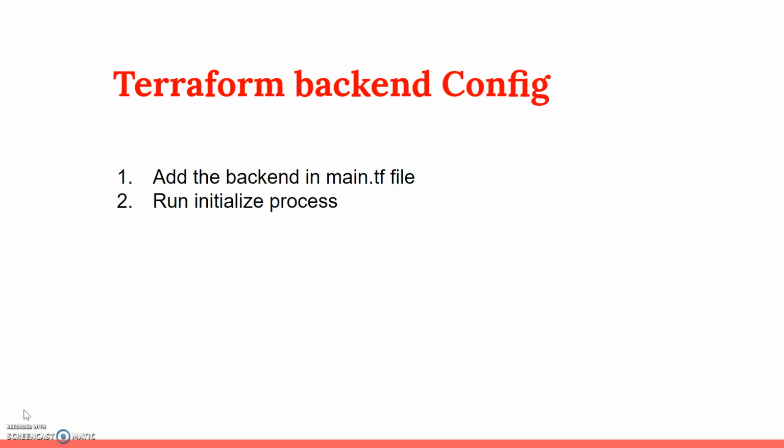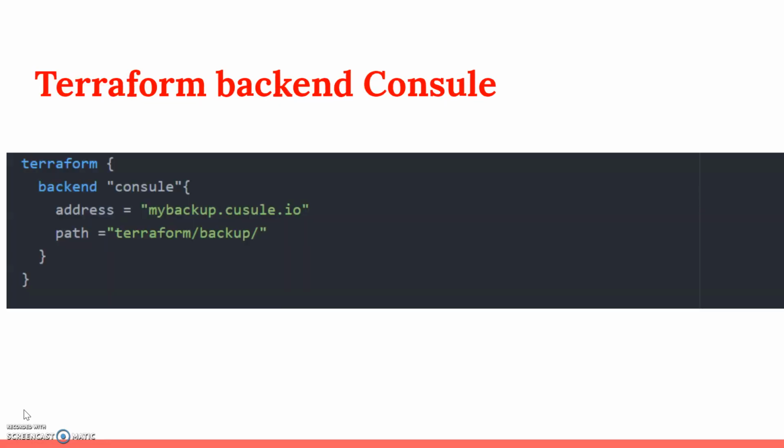So how do you configure your backend S3? You have to add the backend code in your main file, which we usually call the main.tf file, and then initialize with terraform init. This is the example of a backend configuration for Consul. In the backend I have given Consul, and for Consul you have to pass the address and the path where the actual JSON file will be stored as the tfstate.